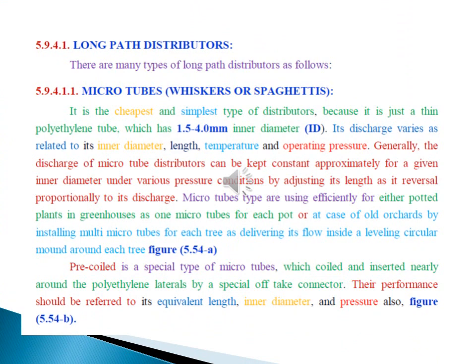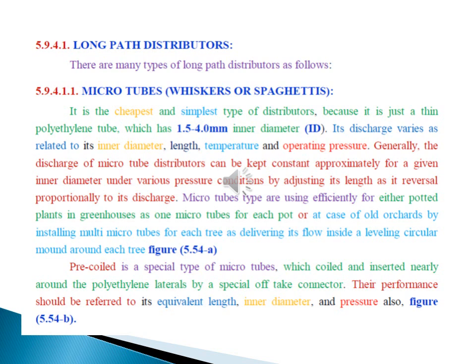Microtubes, spaghetti. It is the cheapest and simplest type of distributor because it's just a simple polyethylene tube which has 1.5 up to 4 mm inner diameter. Its discharge varies as related to the inner diameter, length, temperature, and operating pressure.